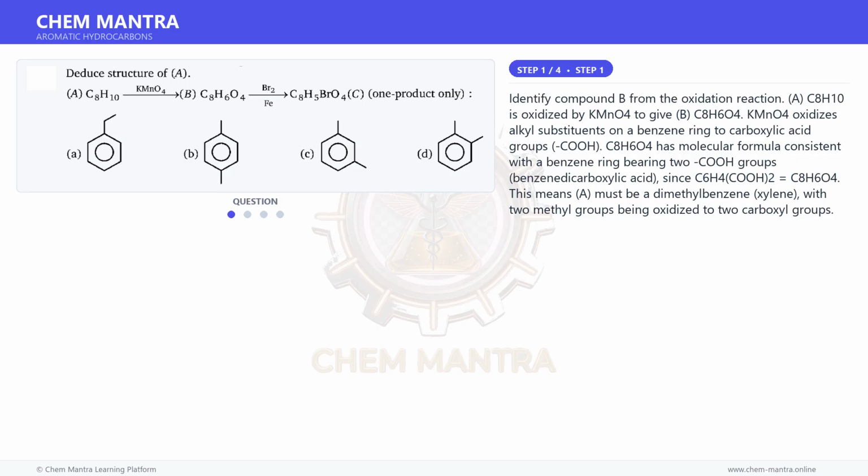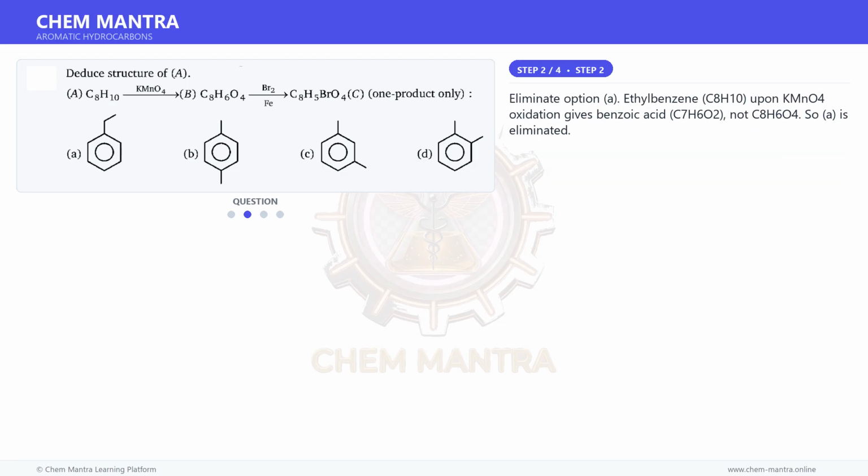A. C8H10 is oxidized by KMnO4 to give B, C8H6O4. KMnO4 oxidizes alkyl substituents on a benzene ring to carboxylic acid groups, -COOH. C8H6O4 has a molecular formula consistent with a benzene ring bearing 2 COOH groups, benzenedicarboxylic acid, since C6H4(COOH)2 is equal to C8H6O4. This means A must be a dimethylbenzene, xylene, with 2 methyl groups being oxidized to 2 carboxyl groups.